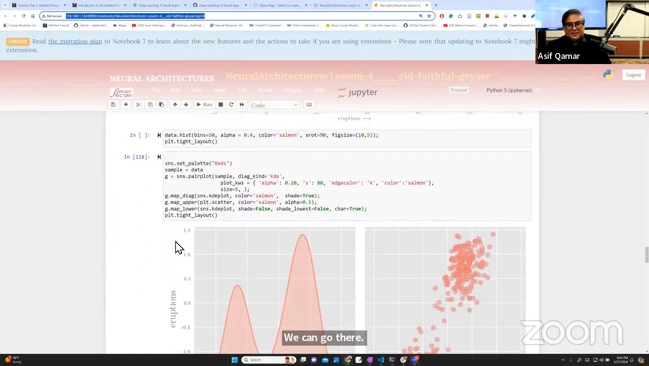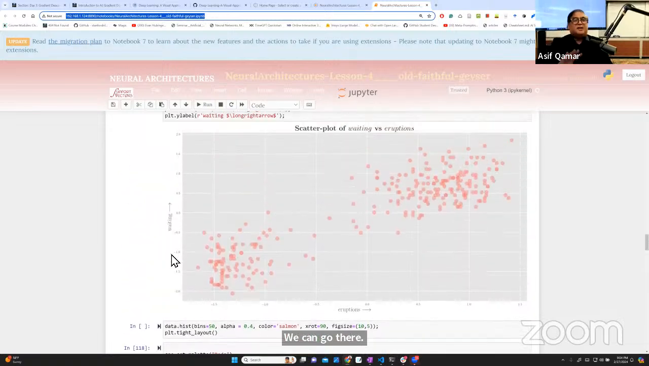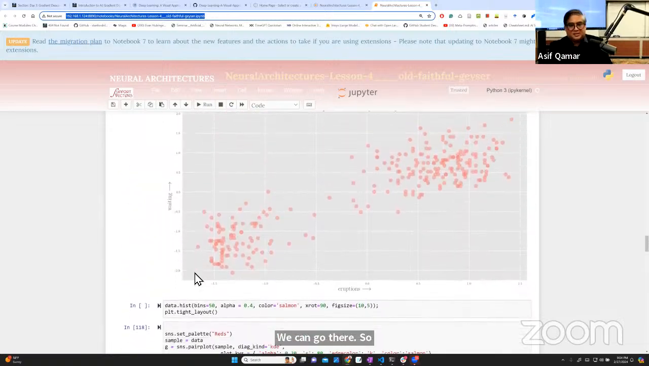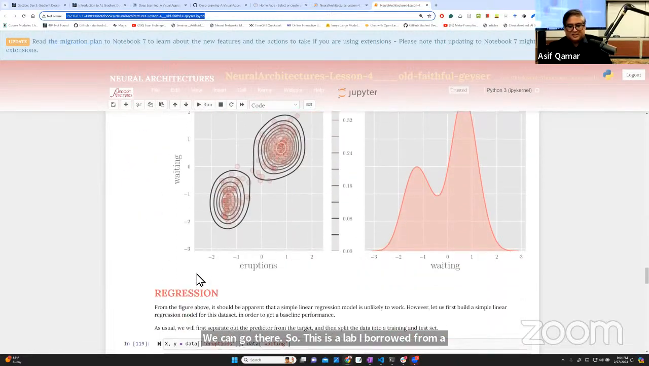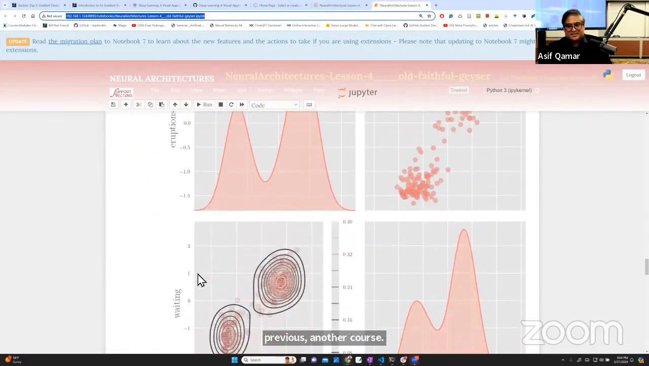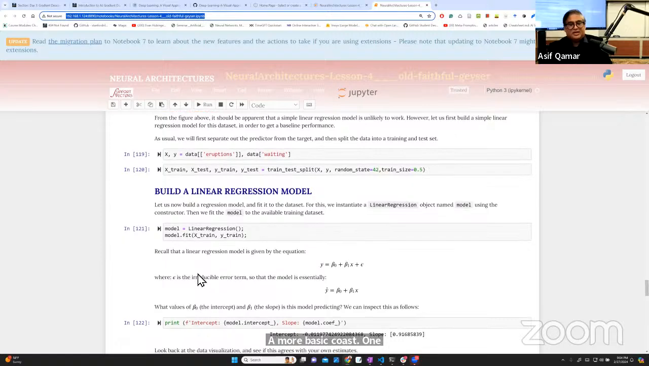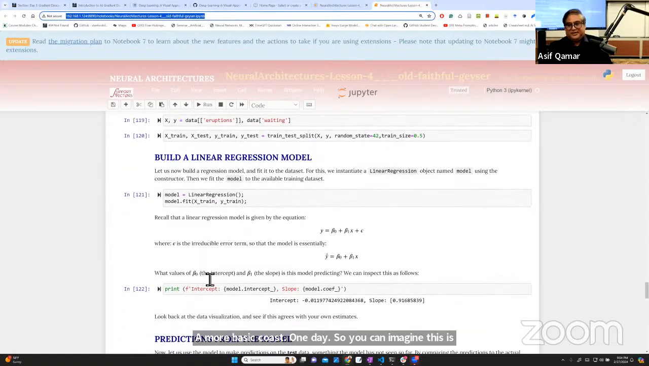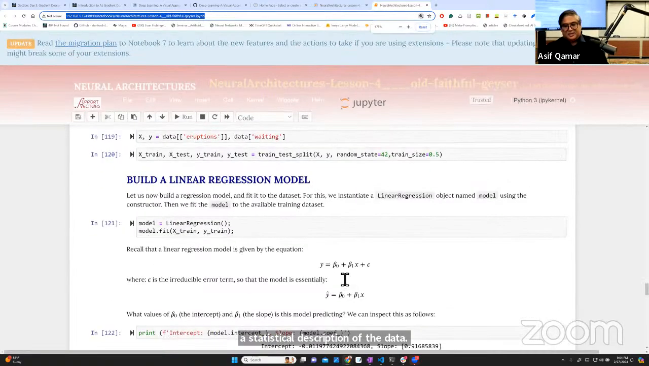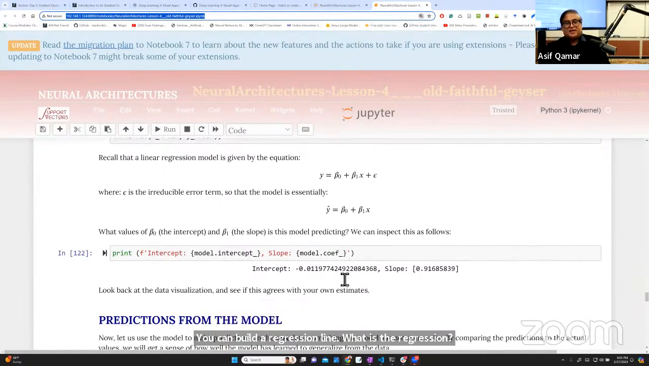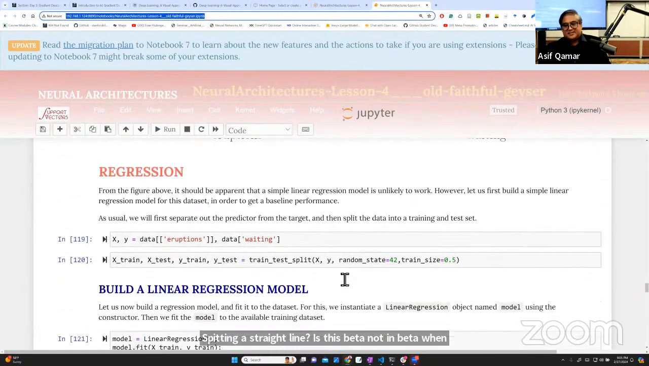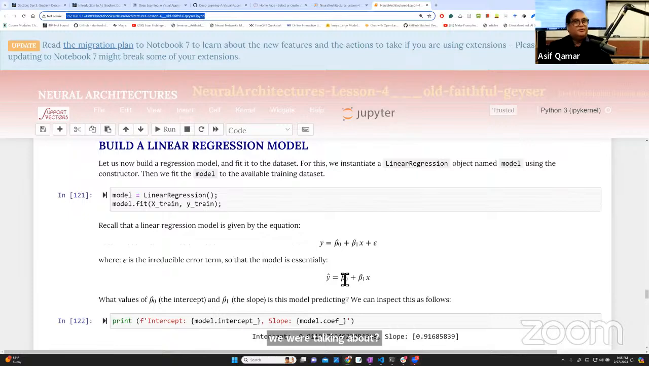So this is a lab I borrowed from another, more basic course on data. You can imagine this is a statistical description of the data. You can build a regression line. What is a regression? Fitting a straight line. Is this the beta naught and beta 1 we were talking about? Our hypothesis would be that there is a straight line relationship between wait time and eruption. The bigger the eruption, the longer the wait time, isn't it? So we can make a hypothesis like that.